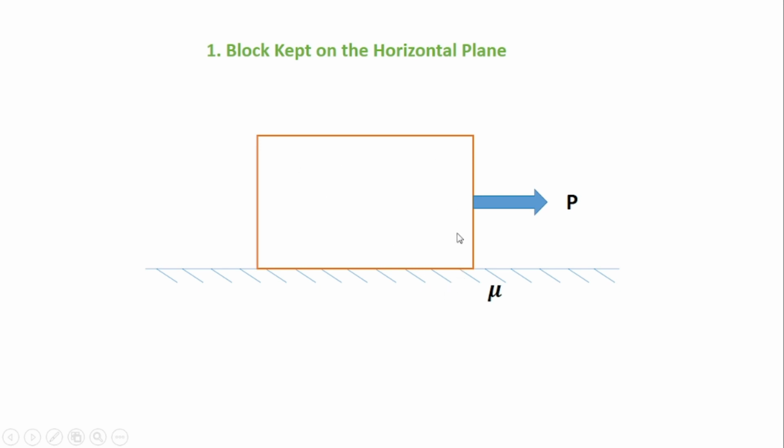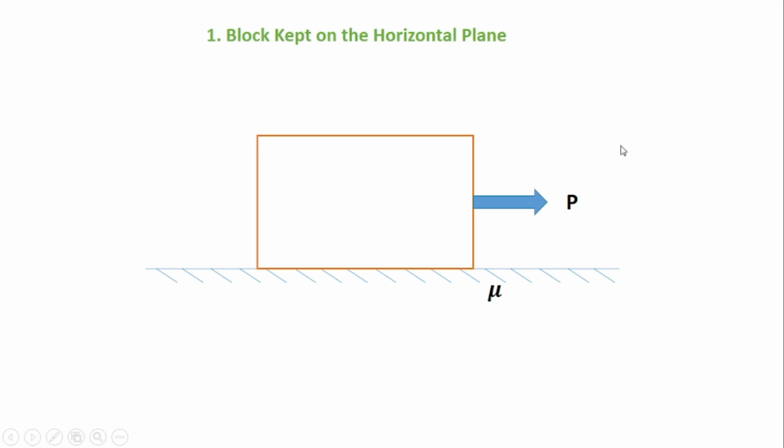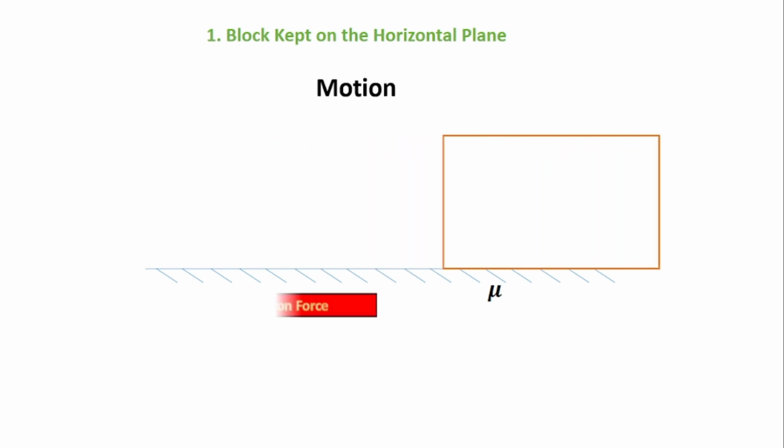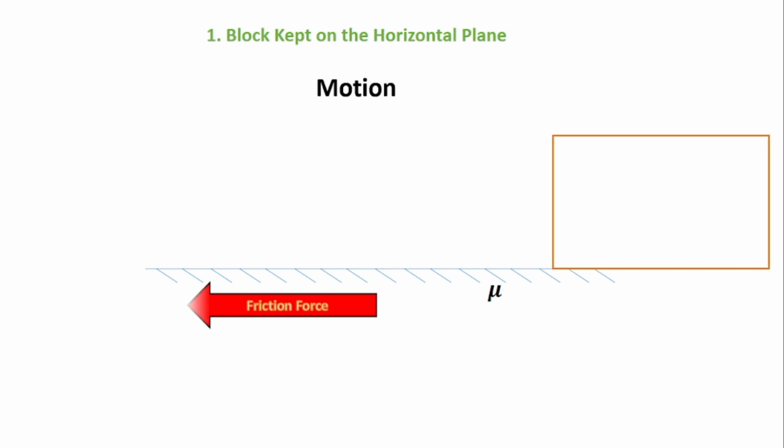Now we'll analyze and draw the FBD for the given system. First we should analyze the motion. As the P force is applied on this block, this P force will push the block towards the right side. So if the applied force is sufficient, the block will move towards the right side. Then the friction force exists opposite to the motion of the block and acts towards the left side. So friction force is always opposite to the motion of the object. Here the value of F is equal to mu N.